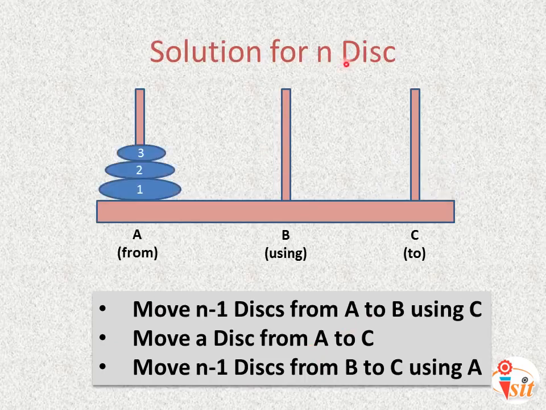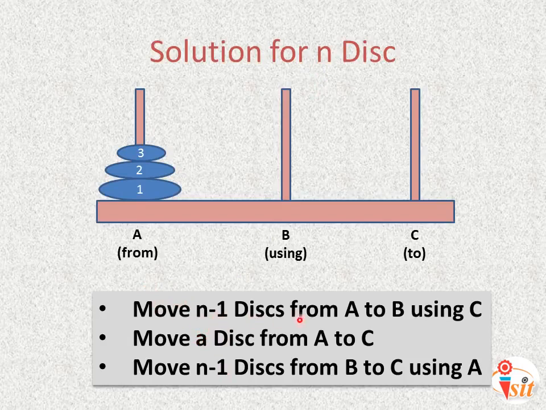If there are n disks, then those 3 steps can be written like this. When there were 3 disks, we wrote here 2. So it means if it is 4 disks, then we'll write 3. So similarly, if there are n disks, we write n minus 1.